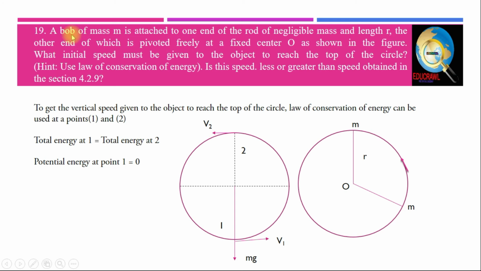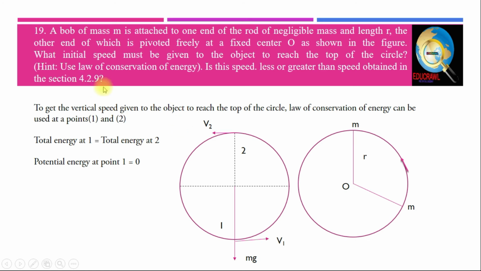Nineteenth problem. A bob of mass m is attached to one end of a rod of negligible mass and height, the other end of which is pivoted freely at a fixed center as shown in the figure. What initial speed must be given to the object to reach the top of the circle? We have to use the law of conservation of energy. Is the speed lesser or greater than the speed obtained in section 4.2.9?